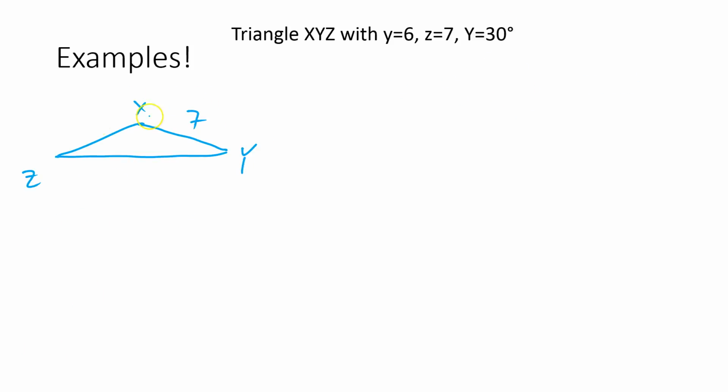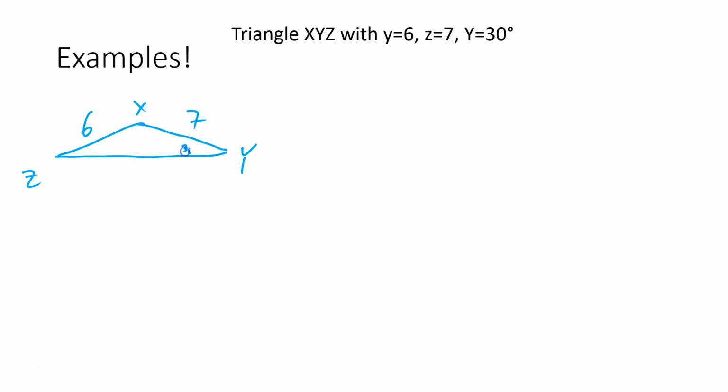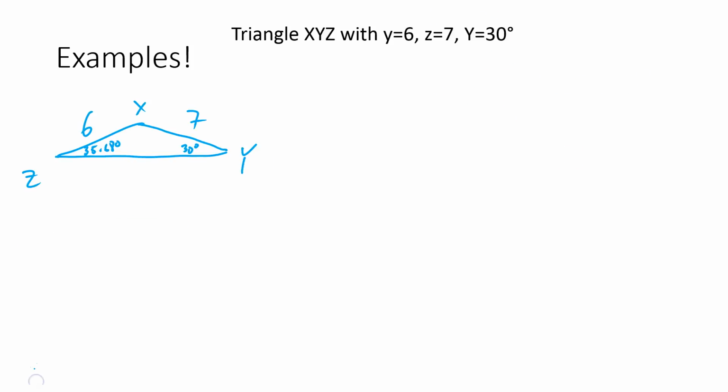So this is 7, this is 6, and we just found out that Y was 30, and we know now that Z is 35.68. So this is 30 degrees, this is 35.68 degrees. Okay, and real close with the numbers there at 6 and 7. So now what I know is that there's a second triangle that involves not this angle, but 180 minus this angle. So I'm going to make that triangle. What's going to happen is this 6 is going to be flipped out to the outside here.